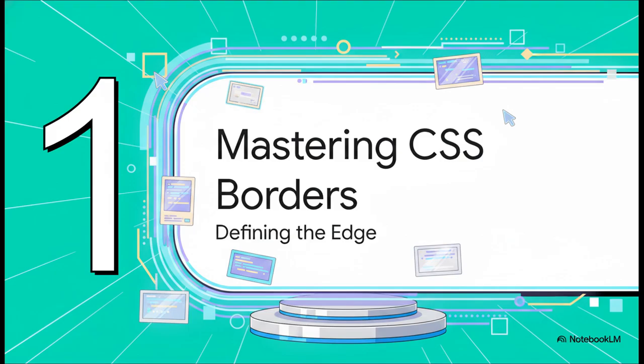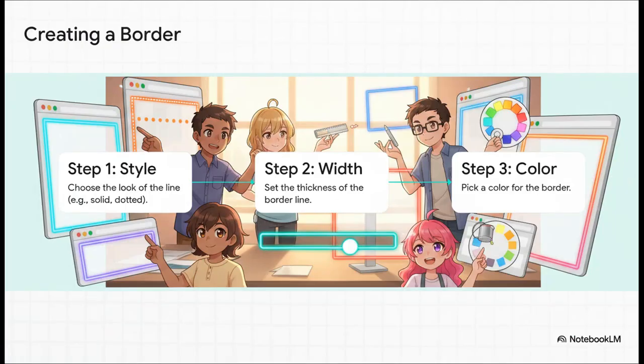The best way to think about a border is as a frame for your content. It creates this crucial visual separation that helps users scan a page and instantly understand how all the content is grouped together. So think of creating a border like a super simple three-step recipe. You don't have to do them in this exact order, but you'll always need to define its style, its width, and of course its color.